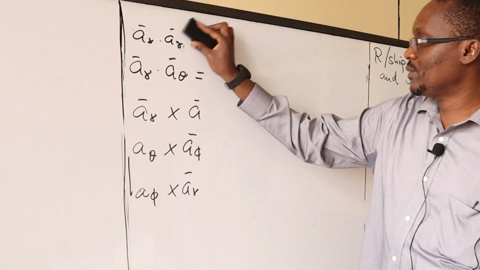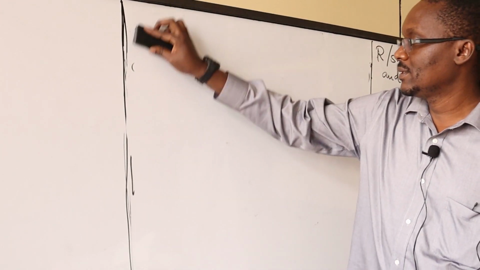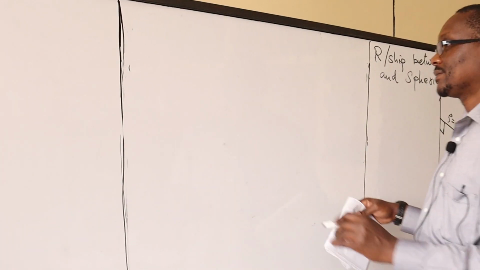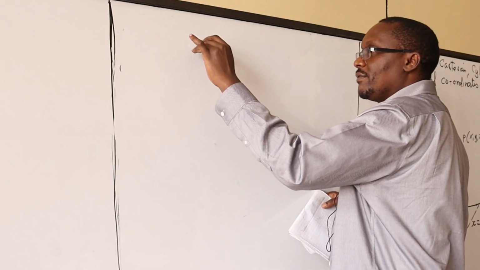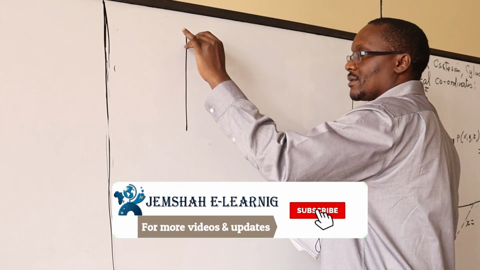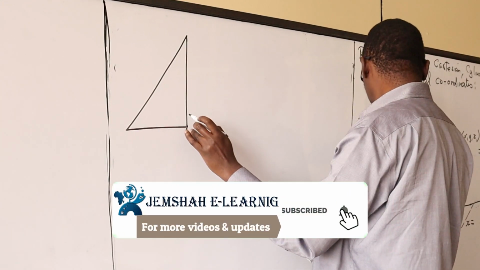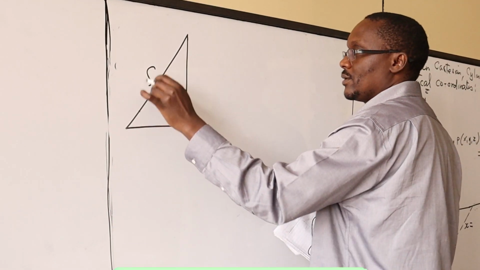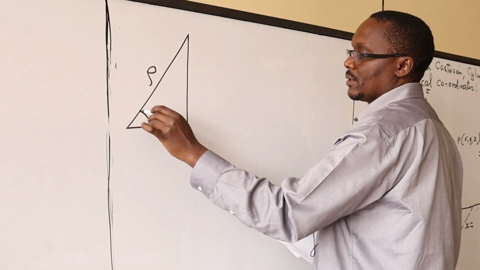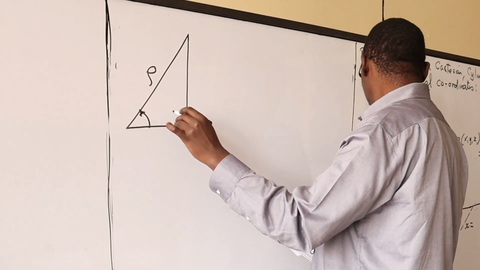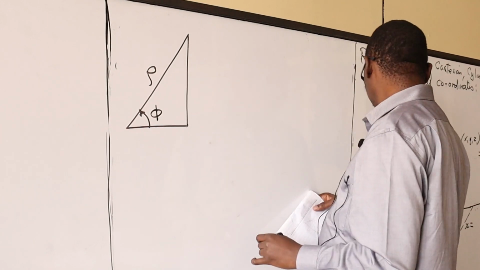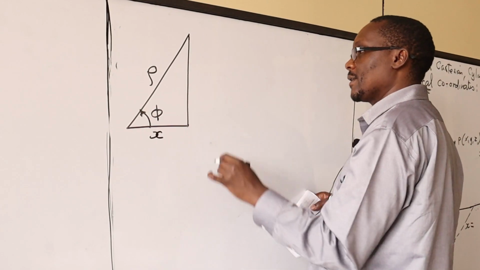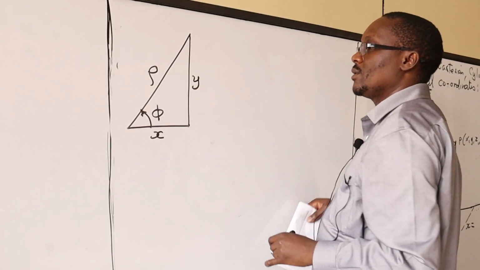So I need to draw the two right angle triangles once more and see our relationship. Though we had drawn the first one, we had that this angle that it makes, this is rho, which is our hypotenuse. This is phi. The adjacent is x, the opposite is y.